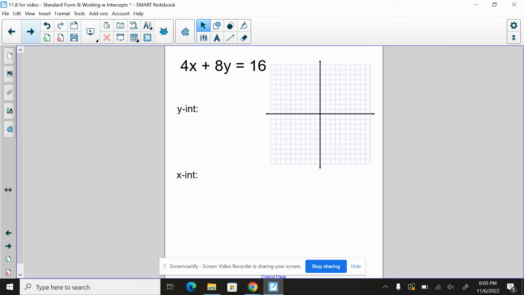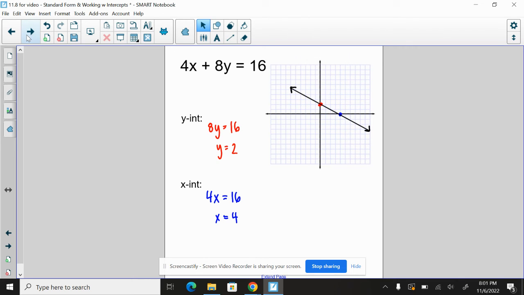So here's what I want you to do. I would like you to pause this video, and I want you to graph this equation using the cover-up method. Remember, the y-intercept is when x equals 0, and the x-intercept is when y equals 0. So pause the video, go for it. All right, and we're back.